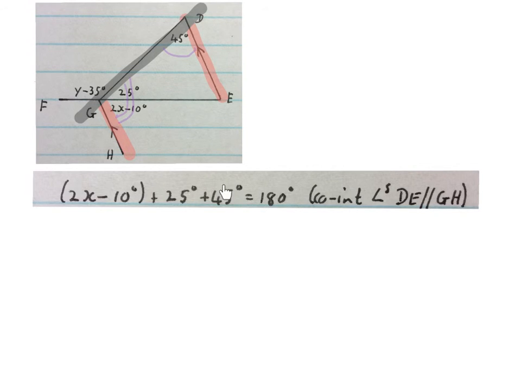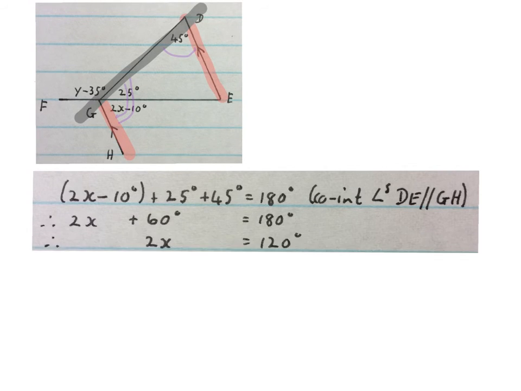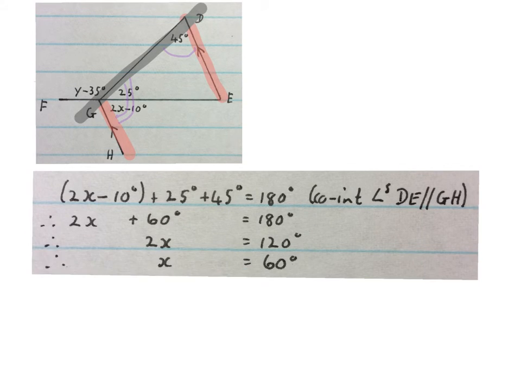Then I just solve this equation. 2x stays 2x, minus 10 and this together gives me 60. You can do it on a calculator. Then I want to get the x alone. I minus 60 from the 180, I get 120, and then I divide by 2 to get the x alone, and then the answer is x is 60 degrees. I then like to fill in the numbers, so this one will be 110 degrees. Then I can add up the 110 with the 25 and the 45, and I can see they add up to 180 degrees.